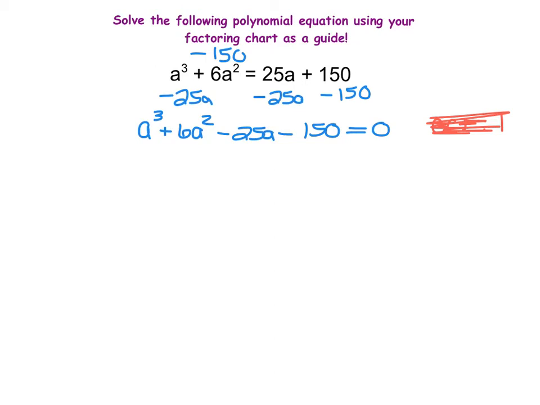So from here, I notice that I have 4 terms remaining that need to be factored completely. If I follow my factoring chart, I notice that if I have 4 terms, I'm going to use the factoring by grouping strategy to help me get started. So I'm going to look at these in pairs and factor out the greatest common factor in pairs. If I look at this first pair, I notice that the greatest common factor is just a squared. So if I factor out an a squared, I end up with a plus 6.